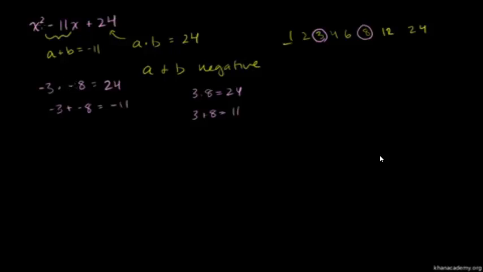So if we factor this, x squared minus 11x plus 24 is going to be equal to x minus 3 times x minus 8. Let's do another one like that. Actually, let's mix it up a little bit.